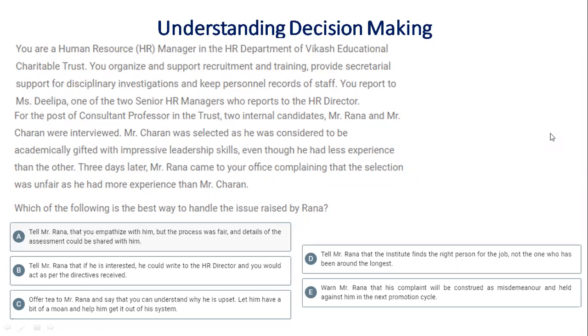So you are the HR manager in a company. You organize and support recruitment and training, provide secretarial support for disciplinary investigations, and keep personal records of the staff. You will report to this. So the hierarchy is that you're reporting to Ms. Dilipa, one of the two senior HR managers, who then reports to the HR director. Okay, it's a hierarchical company.